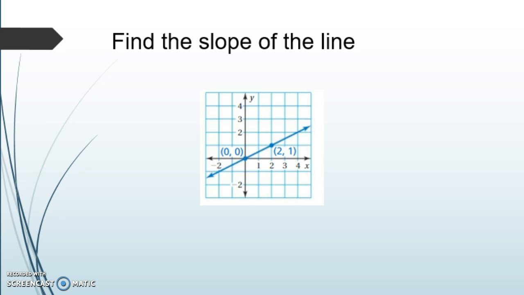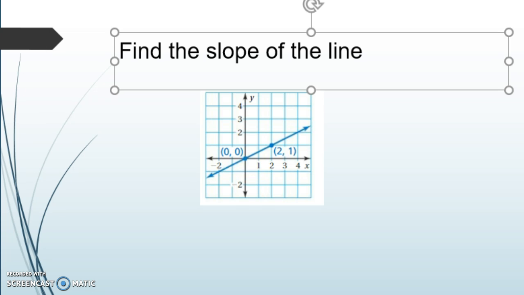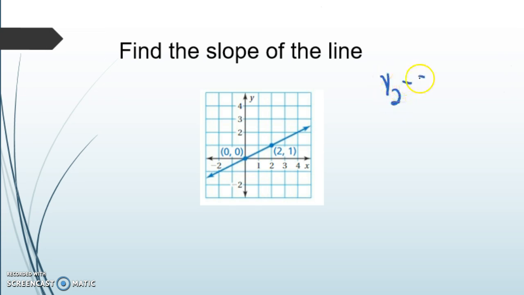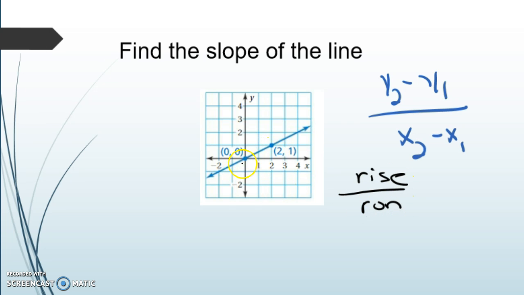Okay, so now we're finding the slope of the line. Remember that our formula is y2 minus y1 over x2 minus x1. Now, you can do this. You could plug your numbers in, but I'm going to show you that there's an easier way to do it for this one. So if you just go from one point to another, they're both on the vertices, meaning they're in the middle of their respective points. So slope is the same thing as rise over run. So to get from one to the next, I go up 1, and I go to the right 2. So my slope is going to be 1/2.